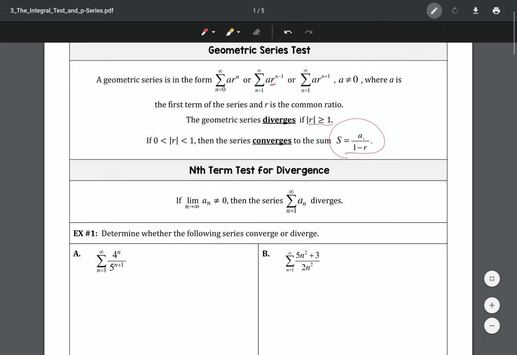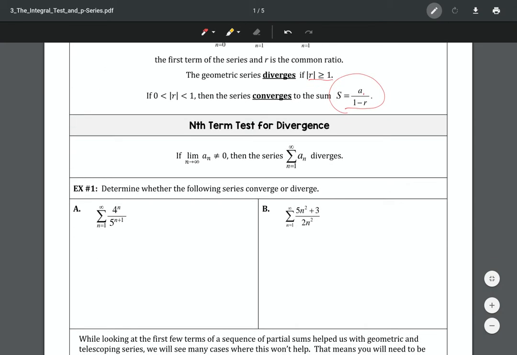Now, we talked about the nth term test for divergence on the previous lesson, but let's talk about it again. Remember, the nth term test is basically the easiest thing: if the limit of the sequence is not equal to 0, then the series is going to diverge. So, for example, in this one, let me look at my notes real quick. On this one, I could rewrite this one as this.